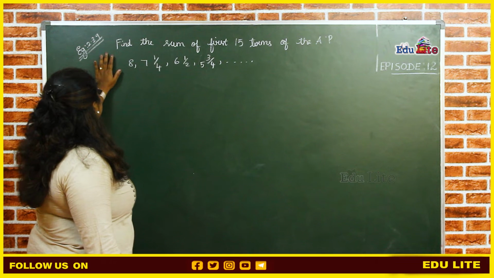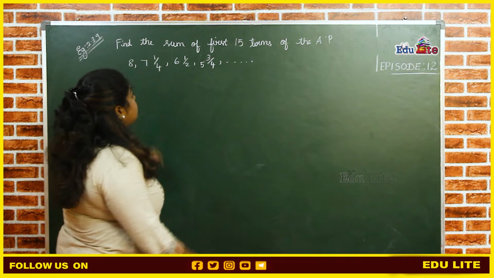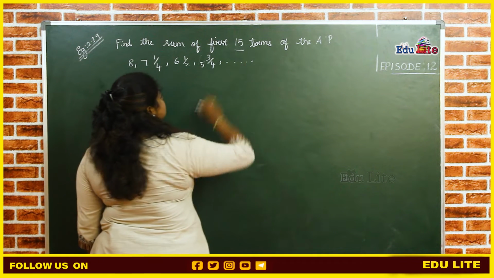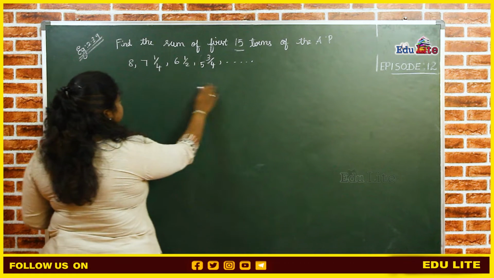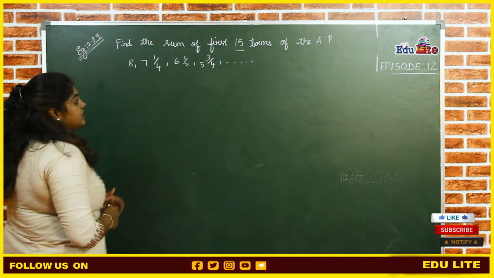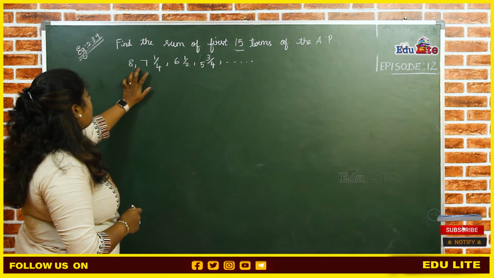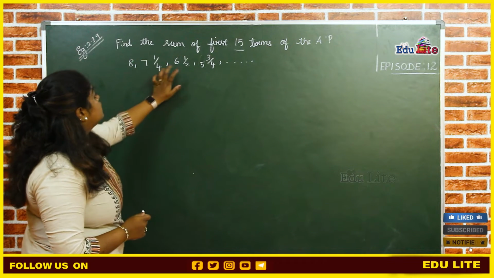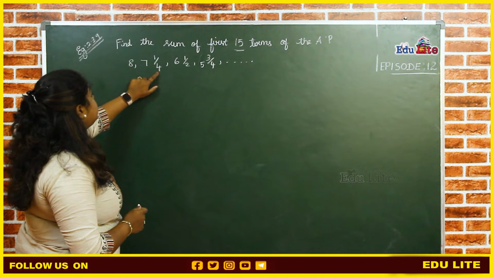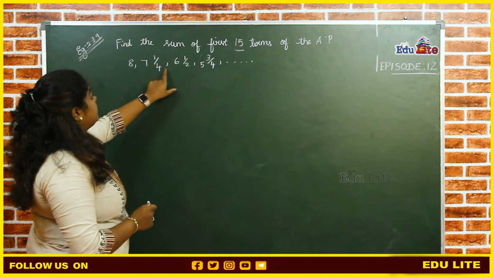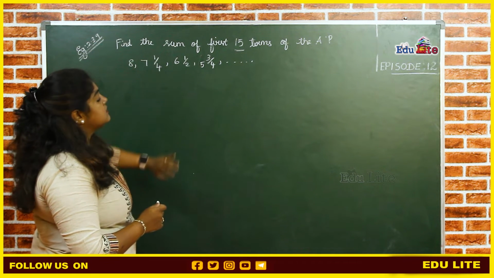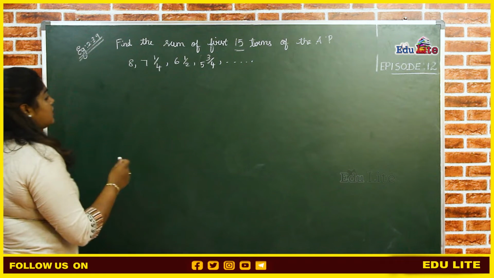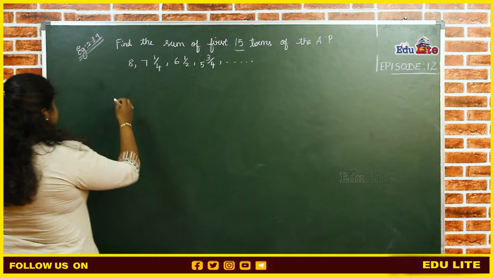Next is example 2.39. In this we have to find the sum of the first 15 terms of an AP, where the sequence of an AP is given. We know that in an AP the common difference between two terms will be the same, that is T2 minus T1, T3 minus T2, T4 minus T3. The common difference between these will be the same, and only then it is called an AP. So, let us now start.